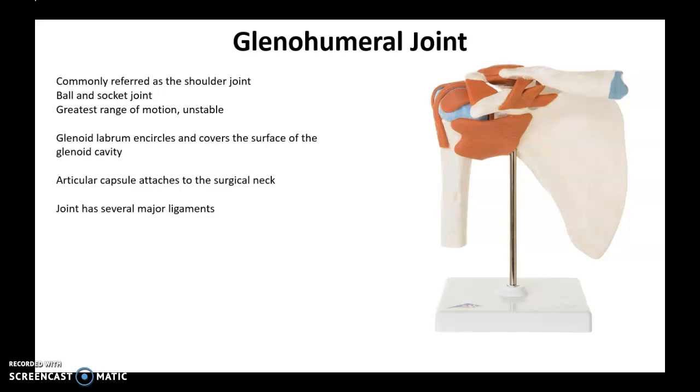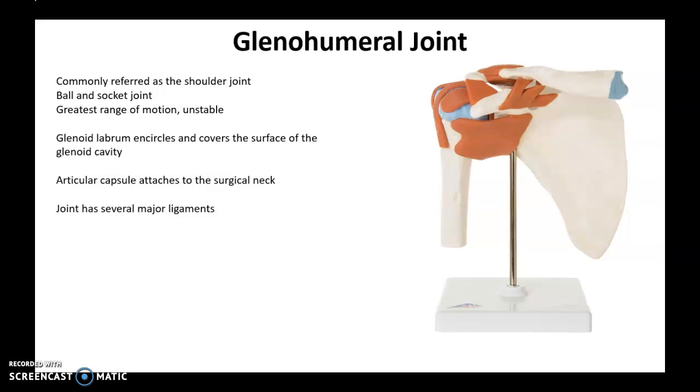Okay, so we will start by talking about the glenohumeral joint. The glenohumeral joint is commonly referred to as the shoulder joint. It is a ball and socket joint formed by articulation of the head of the humerus and the glenoid cavity of the scapula. This joint permits the greatest range of motion of any joint in the body, and so it is also the most unstable joint in the body and the one most frequently dislocated.